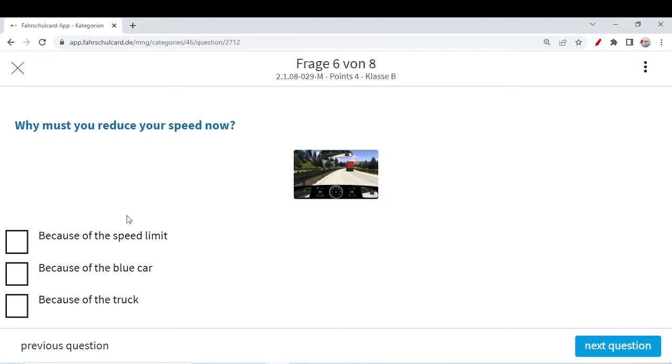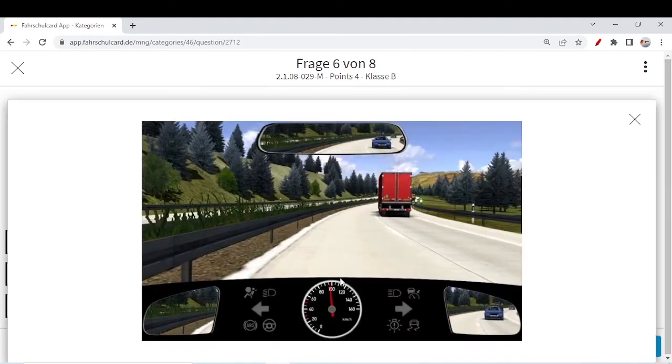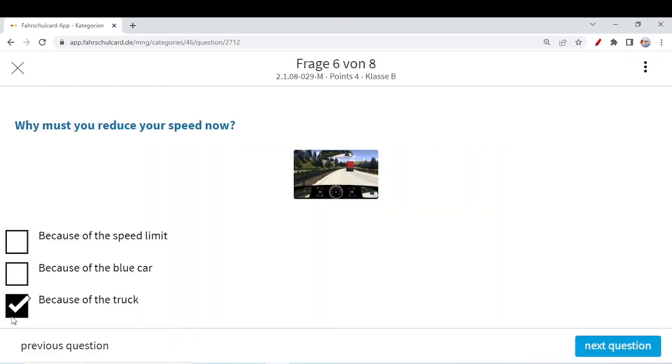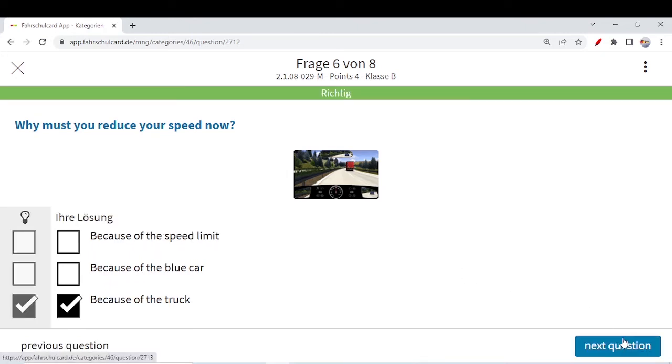Why must you reduce your speed? Because of the speed limit? No, the speed limit is 120. You are already below that. No problem at all. So because of the blue car? No, the blue car is behind us. We do not have any problem with the blue car at all. Because of the truck, because definitely the truck will come into our lane, that we have already seen.